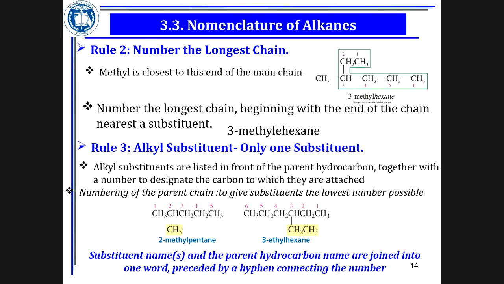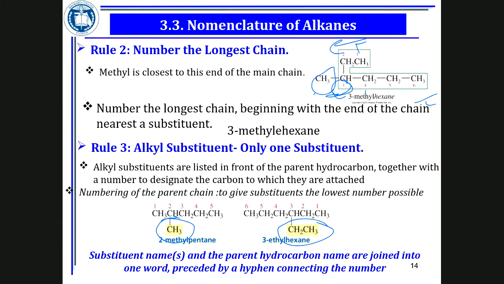So you want to number the longest chain. You number from the side. For this example that we have, you number from the side that the lowest number is assigned to the branch. So if you number from this side, you're going 1, 2, 3, 4. So methyl would take number 4. If you number from the top here, it would be number 3, and that's why you're numbering from the top. If you have only one substituent, you just number from the side that is closer to that branch.